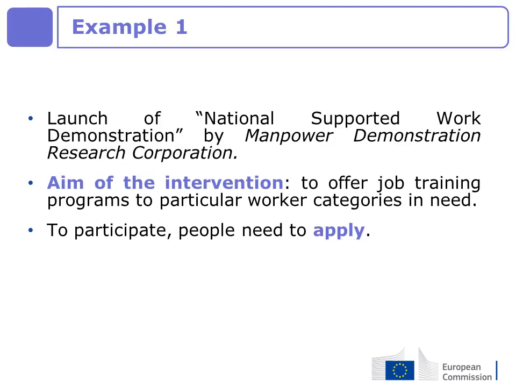Example 1. In the 1970s, the Manpower Demonstration Research Corporation launched the National Supported Work Demonstration. The aim of the intervention was to provide evidence of the effectiveness of the job training programs for women with dependent children, ex-drug addicts, ex-criminal offenders and high school dropouts. People in one of the previous categories had to apply for the intervention.